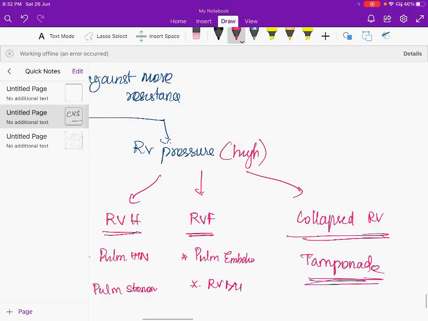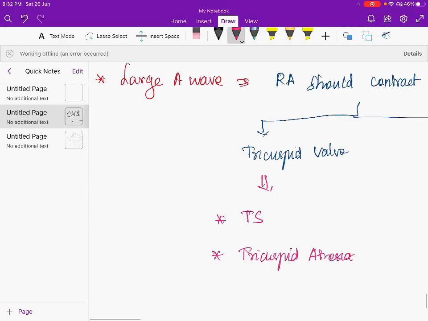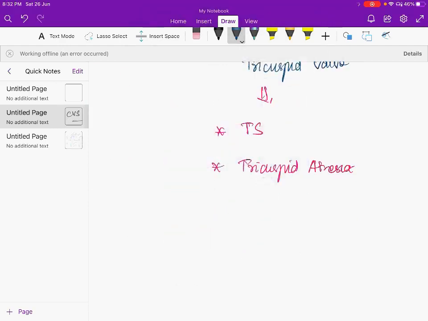Next pathology of A wave, your cannon A wave. Cannon A wave is nothing but very large shooting A waves. Yeah, good Mitra, good.